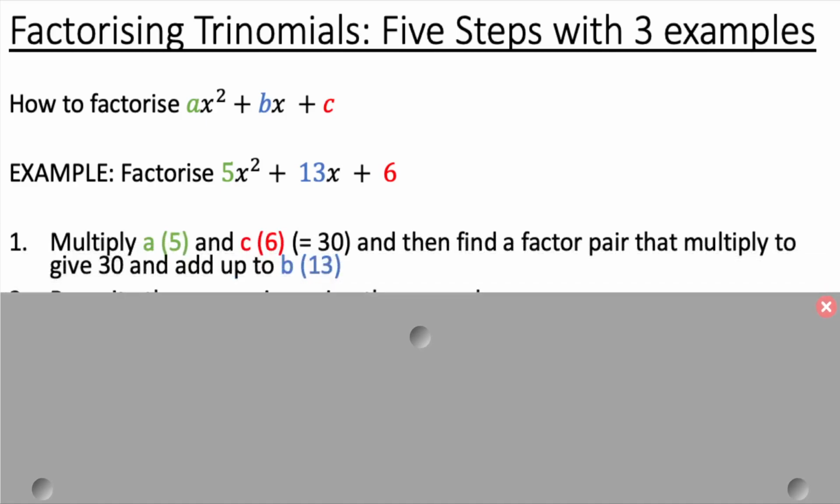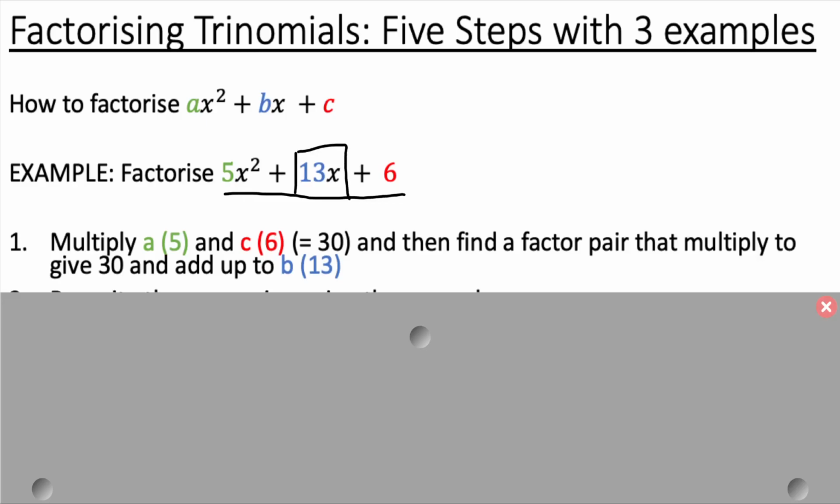So step 1, which we discussed during the lesson, we're going to take the a and the c term, the two numbers, and we're going to multiply them together. In the example of this equation presented up here, we're going to take the 5 and multiply it by the 6 to get 30. And that number 30 is what we're going to try and find the factors of. The key thing is to find the factor pairs of 30 that, when you add them up, get you to the number 13.